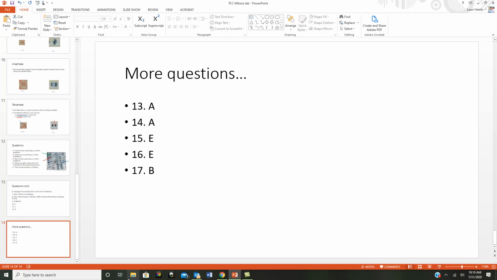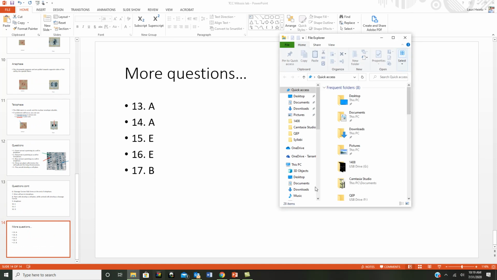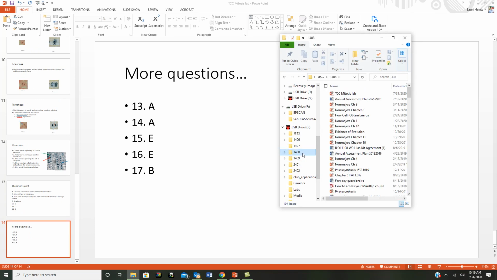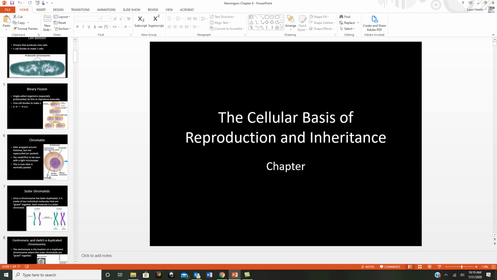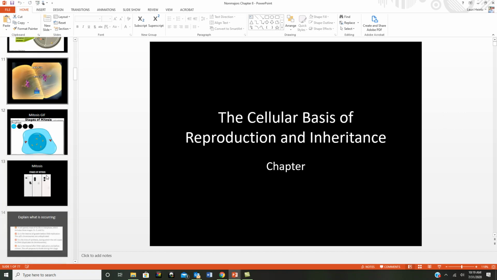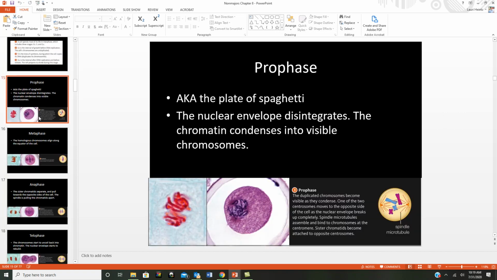Now from here, I did want to show you, and of course I didn't leave it open, that would have made my life too simple. I wanted to show you some other pictures from a textbook that shows you what some cells can look like in the various stages. This textbook is not the one that we use for this class, but it had some really good pictures, and so I just wanted to show you what theirs look like.